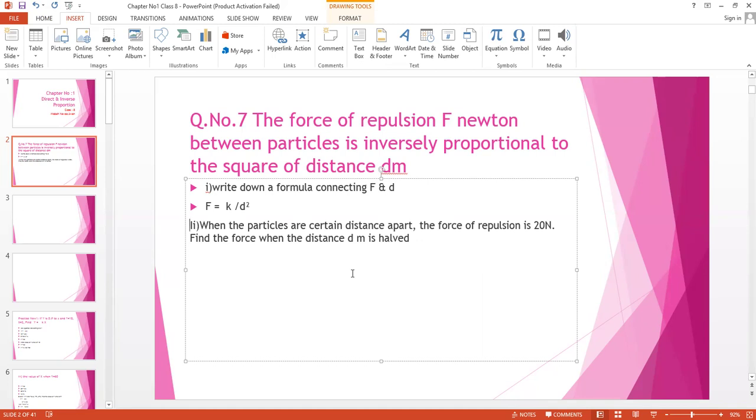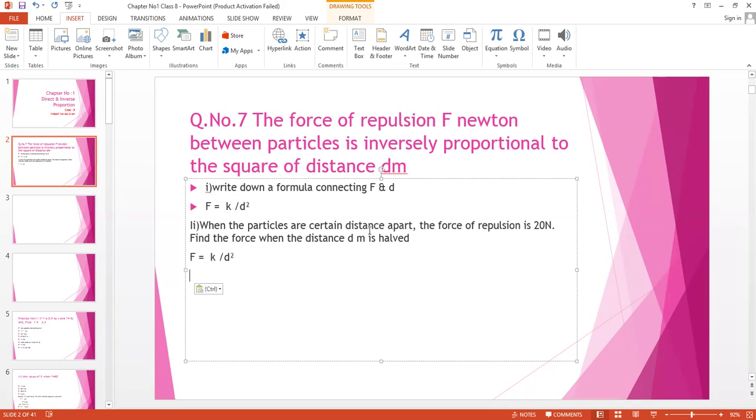So what shall we do when the particles are a certain distance apart? Look here, I will tell you. First of all, we have to write this equation again, the connecting equation. It is very much essential. Always remember, whenever you want to do part 2 or 3 or any part, as you have already done, first of all you have to write this equation.